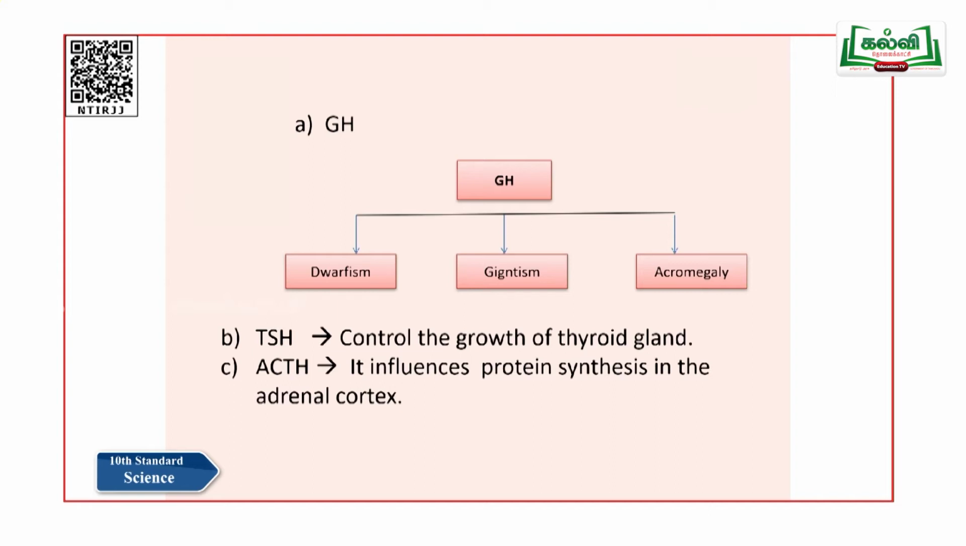Dwarfism is when the amount secreted by the pituitary gland is lesser than the normal quantity, and normally children are affected by this disease. The child ends up with less height and less skeleton formation. Gigantism is when it is secreted more than the normal limit, and they are much taller in height.